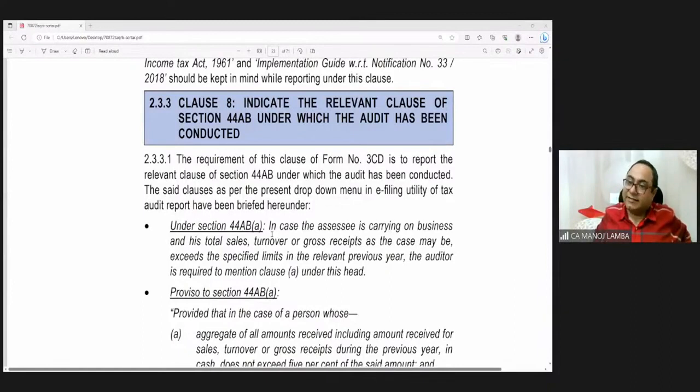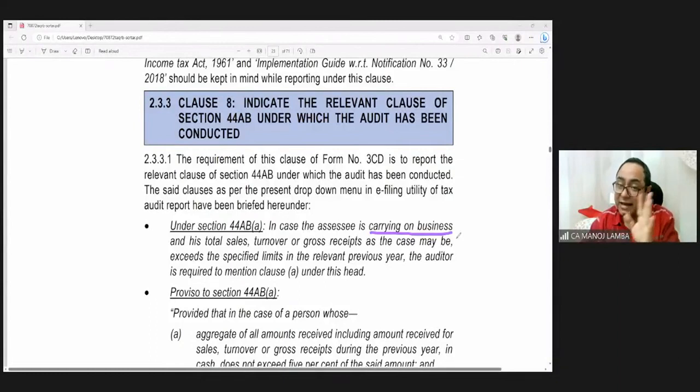In case of an assessee carrying on business and his total sale, turnover or gross receipt, as the case may be, exceeds the specified limits in the relevant previous year, the auditor is required to mention clause A under this. What does it say? I am reading once again. Assessee is carrying on business. The first thing you have to note here is the word business. That means this clause you cannot tick unless you are doing business. If you are doing profession, this clause is not applicable to you.